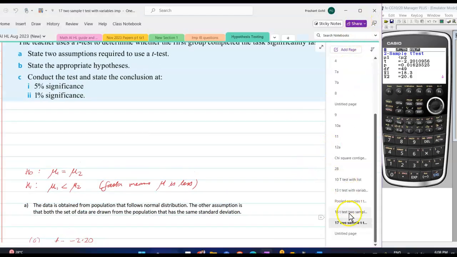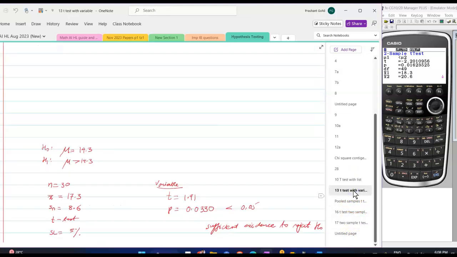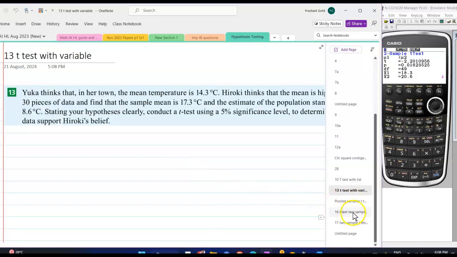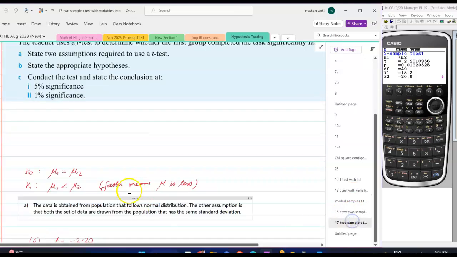And that's it. For chi-square you had 2 types, and for the t-test there are 4 types: one sample with list, one sample with variables, two sample with list, and two sample with variables.